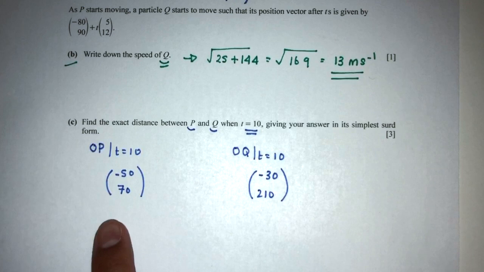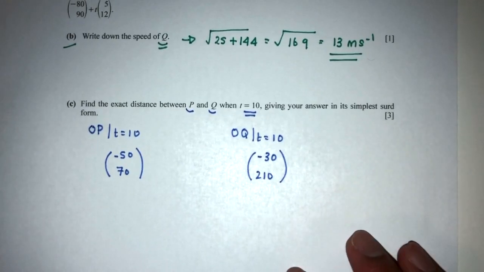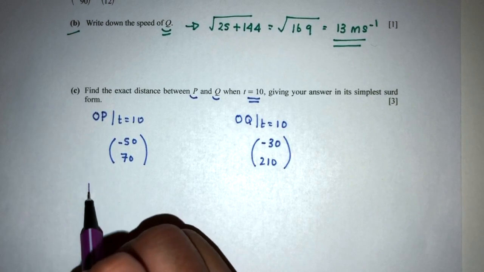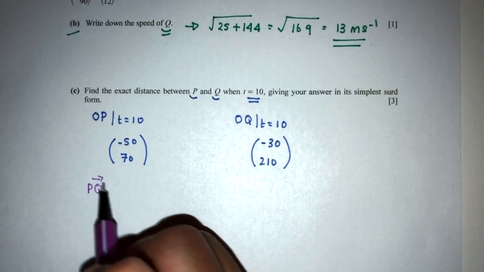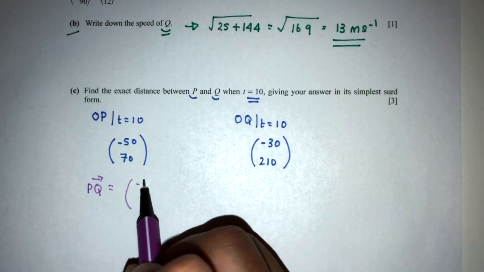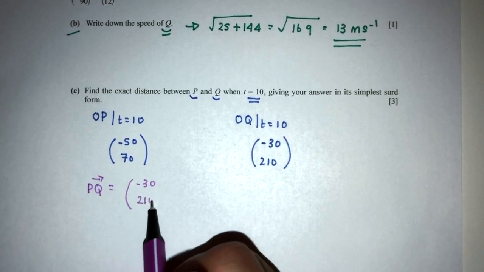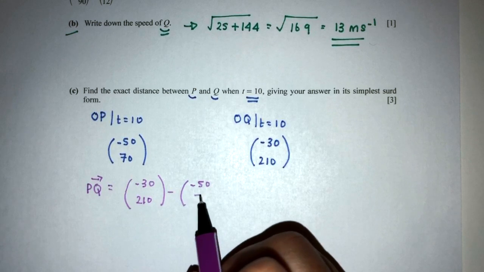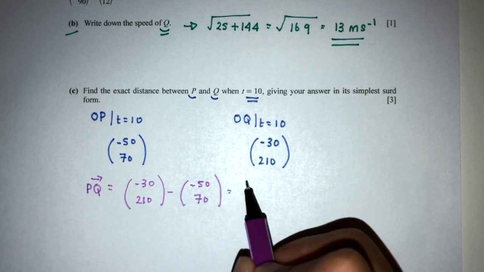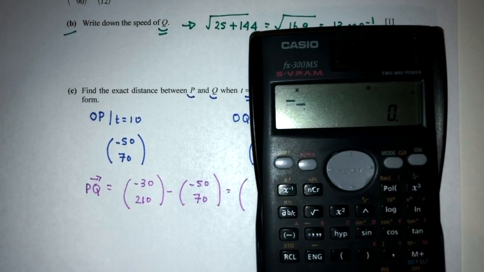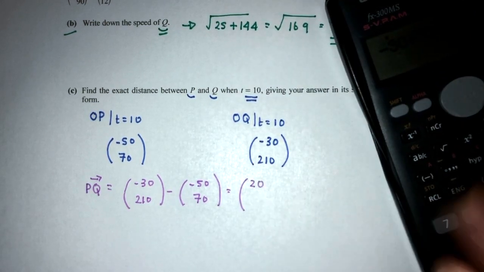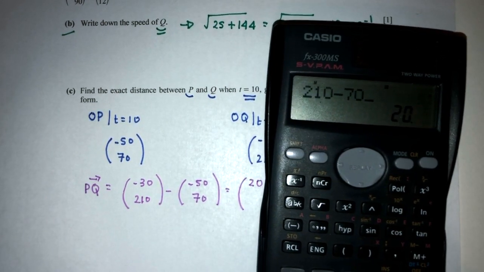As you can see, we have those 2 points. Now we can find the exact distance between them. So to find the distance, we have to find the vector PQ. That is one way of doing that. That will be OQ, 30 to 10, minus OP, that should be this, and then simplify to see what you get. You will get minus 30 plus 50, that will be 20, and 210 minus 70, that should be 140.